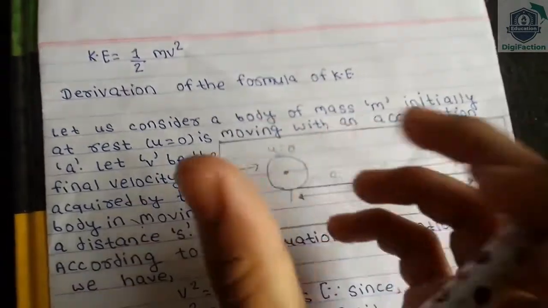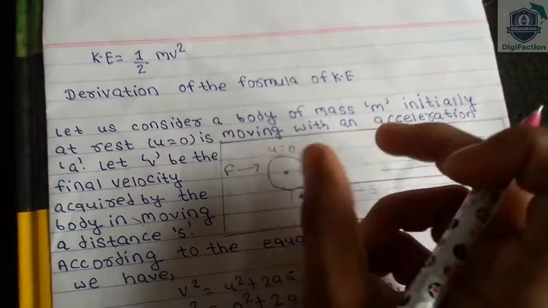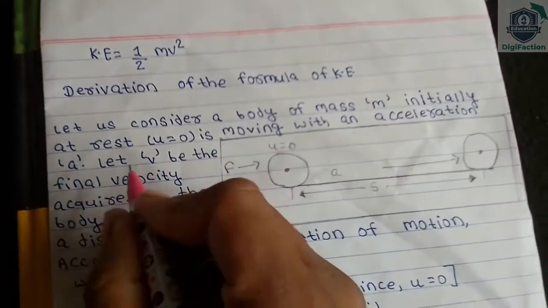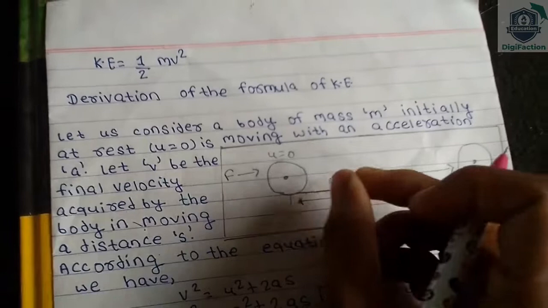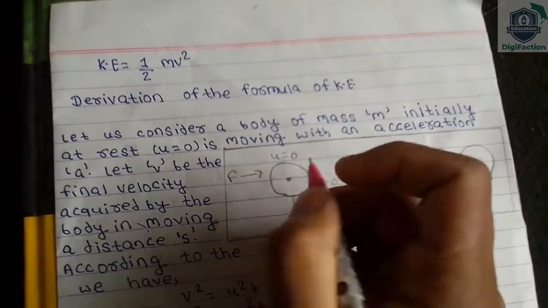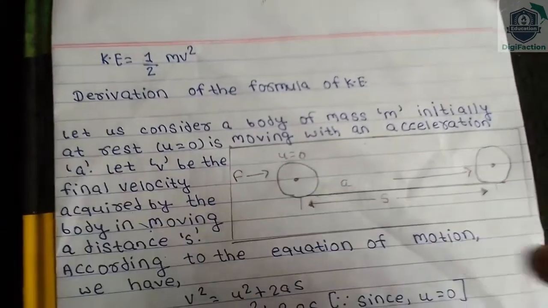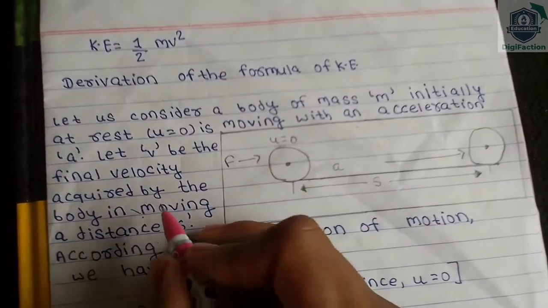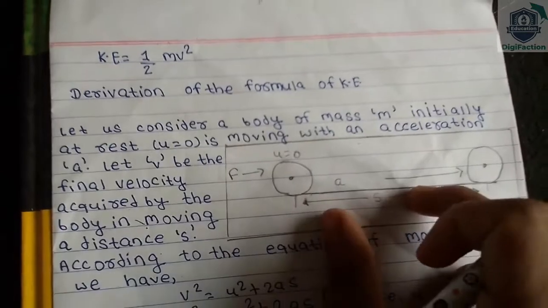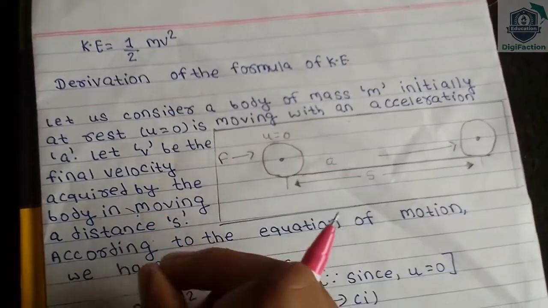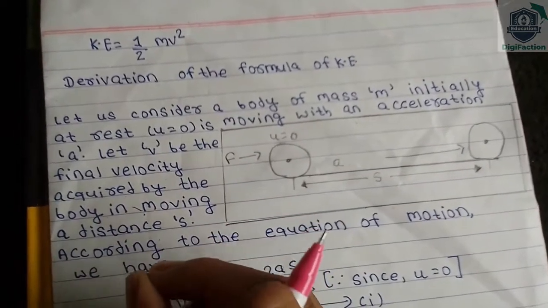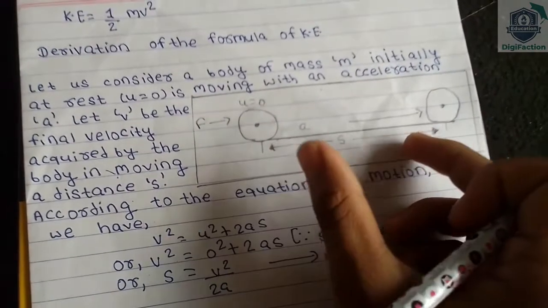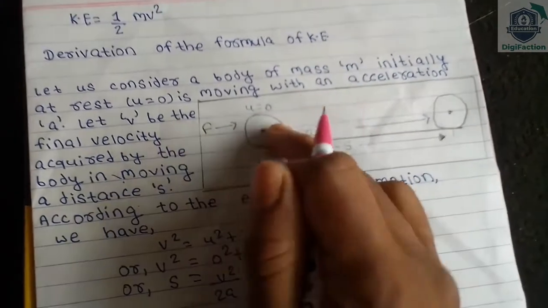To derive, let us consider a body of mass m initially at rest. When the body is at rest, u is equal to 0, and it is moving with an acceleration a. So guys, it is moving with the acceleration a. Let v be the final velocity. In the figure, v is the final velocity acquired by the body in moving a distance s. We can see our figure. It is the distance s, and u is equal to 0.